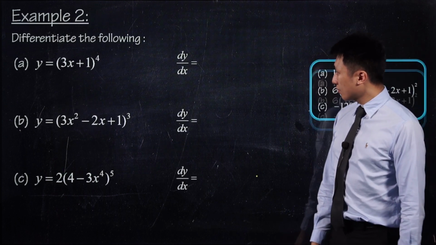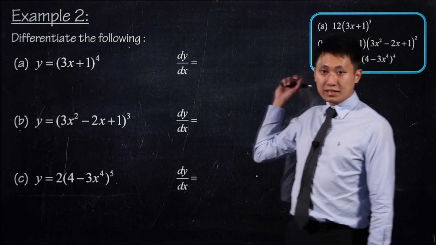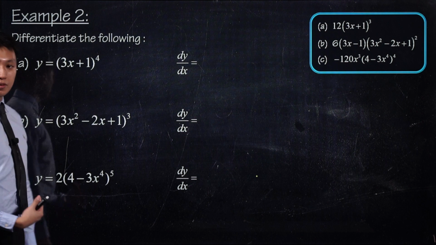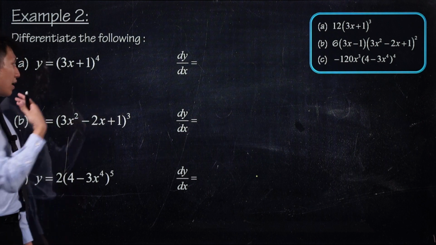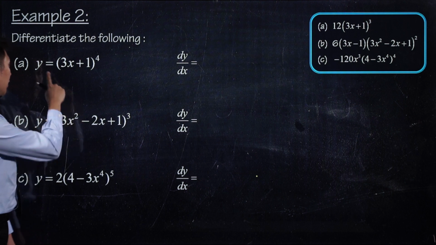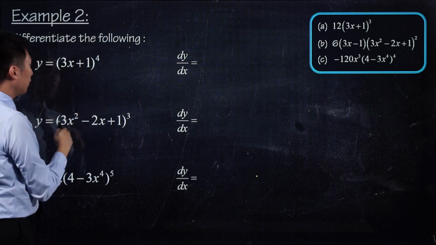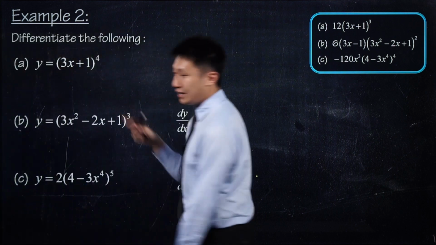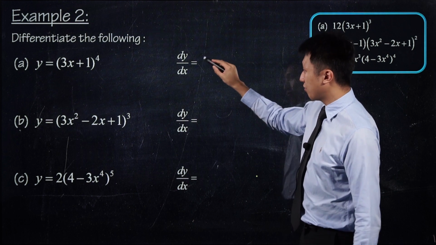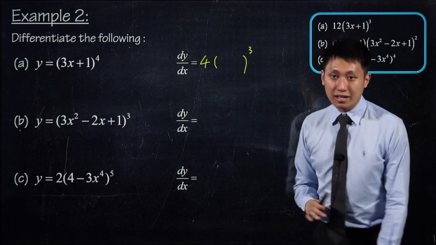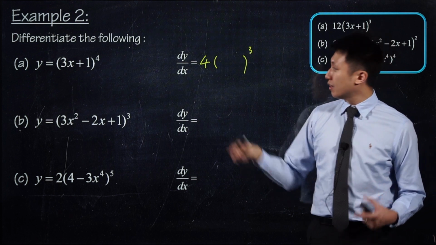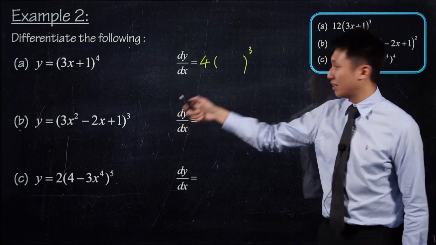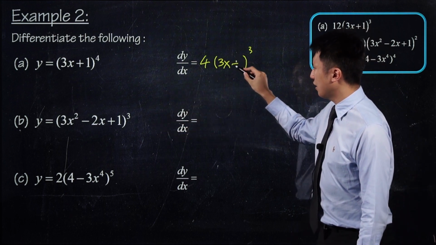Again, the answer is given here. Try this, and I'll write this down. If you can, do it first. If you can't, then just follow what I do now. y equals (3x plus 1) to the power 4. The outer layer is something to the power 4, and the inside is 3x plus 1. So you write 4 times (3x plus 1) cubed. You have differentiated the outer layer, then the inside, whatever it is, just copy 3x plus 1.